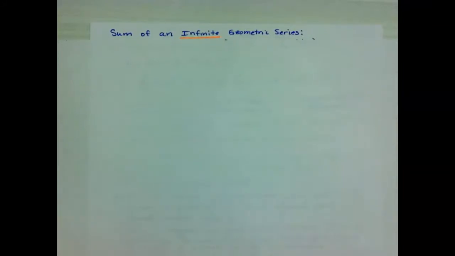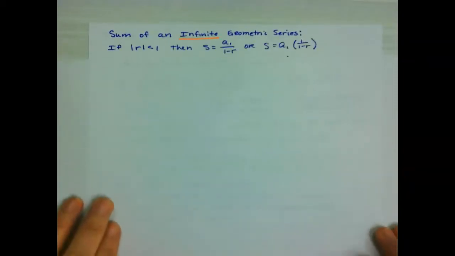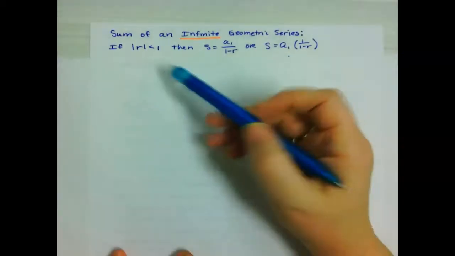Okay, so now we're talking about the sum of an infinite geometric series. In this case, we don't know where the end is. It's not in sight. We don't know what we're adding to. We're just adding forever, like Buzz Lightyear says, to infinity and beyond. So when we're summing a geometric series forever, the model is actually a little different.